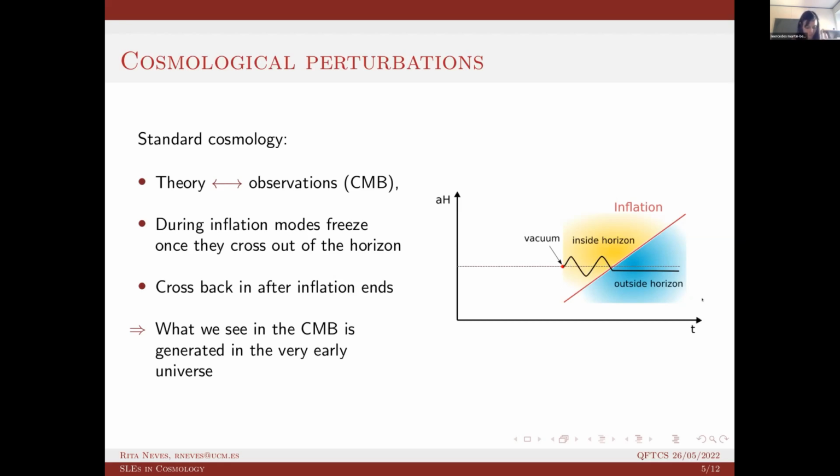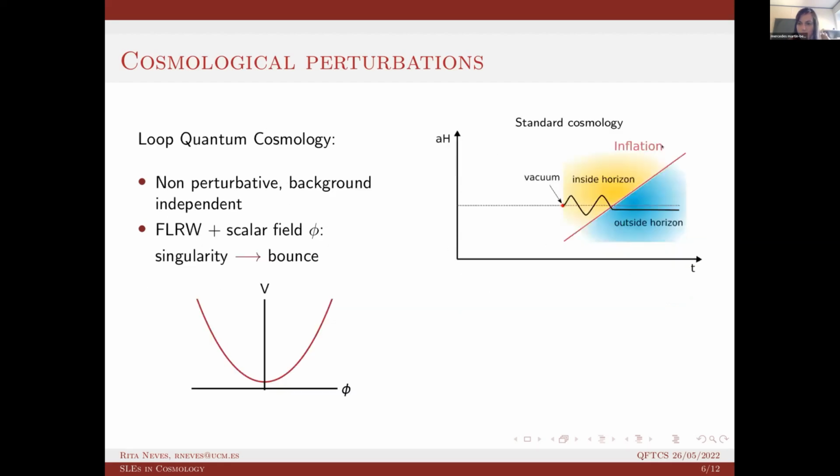When they cross out of the horizon, they freeze out, and they remain frozen for as long as they are outside the horizon. They will only re-enter very late, after inflation ends and we enter a period of decelerated expansion. This line starts to come down because we have decelerated expansion. So that is why what we see in the CMB, which is very late after inflation, is generated in the very early universe. But this is standard cosmology, and in loop quantum cosmology, the picture is different.